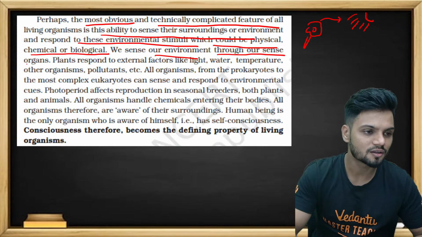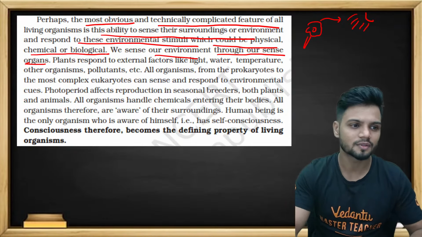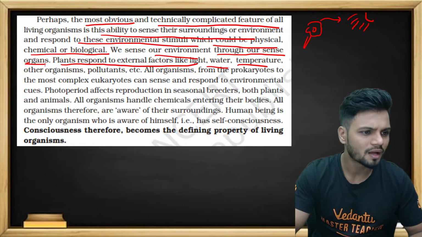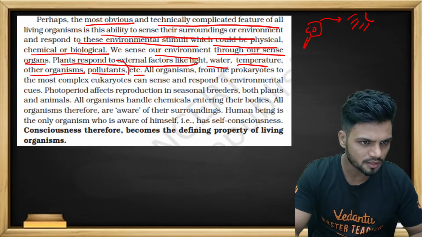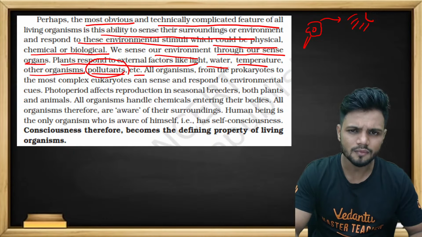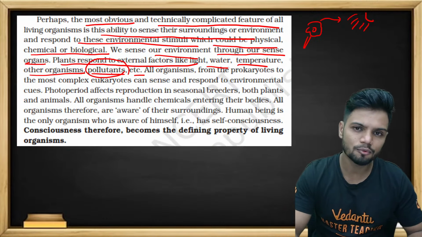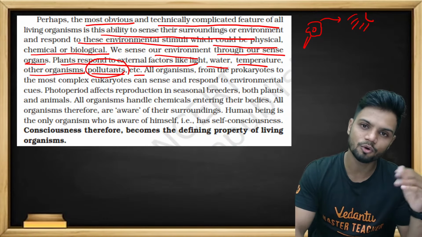We sense our environment through our senses, sense organs like touch, nose, sight, hearing, mouth, right? Plants respond to external factors like light, water, temperature, other organisms, pollutants, etc. Give me an example of pollutants. There's something called lichen. Lichen will never grow if there is pollution. Less pollution, lichen will nicely grow. Bring in some pollution, it will say, tata bye bye, I'm going from here.